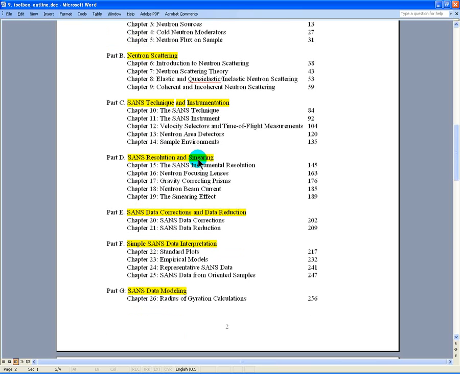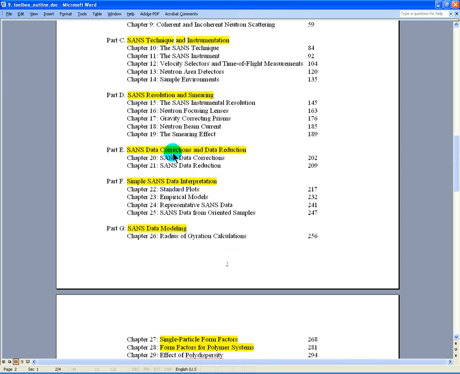SANS resolution and smearing has about 5 chapters: SANS instrumental resolution, and neutron focusing lenses. At NIST we have installed some neutron focusing lenses, for a specific wavelength, and they focus the beam, giving us higher resolution. We also use gravity correcting prisms for long wavelength neutron beams, and smearing effects. There are various data corrections and data reduction schemes.